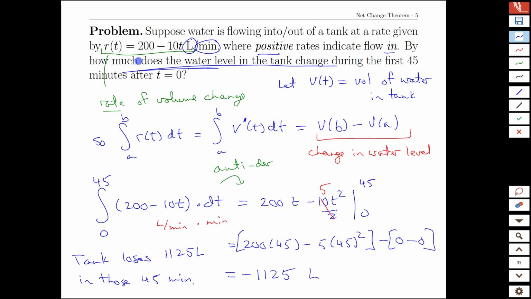It's relevant to note that at the beginning, say time 0, the tank volume would actually be increasing, because when time is 0, we would have a rate in of 200 liters per minute. So it's gaining water initially, and then gradually it stops gaining and starts losing water. The net change, which takes into account both the adding and subtraction of the volumes, ends up being what we've computed here, a loss of 1,125 liters.